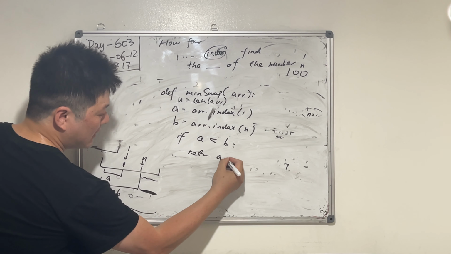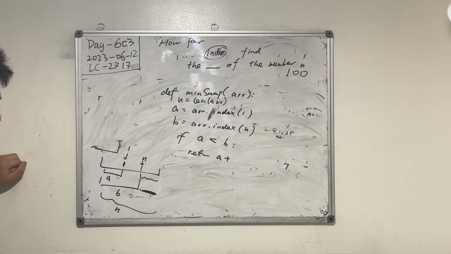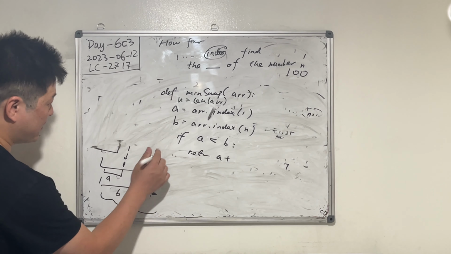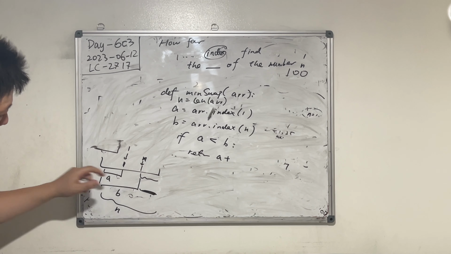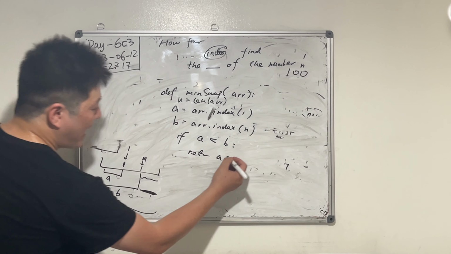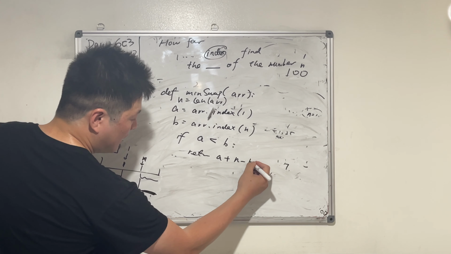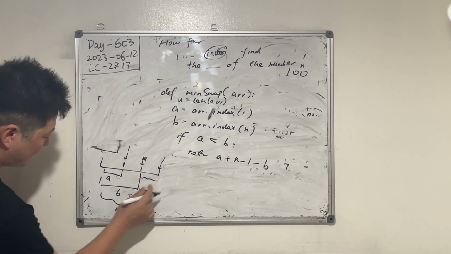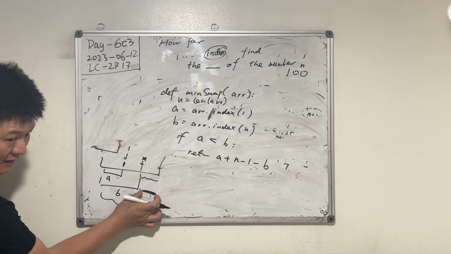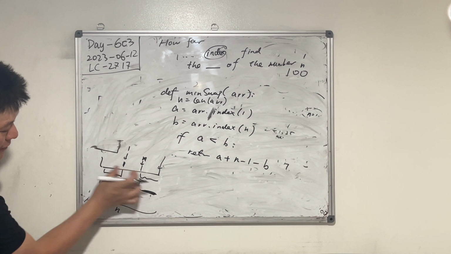Why is there 2n? Sorry? There's 2n. Good question. This is actually the number n, okay? That's a good point. So A plus n minus 1 minus B. Okay, n minus 1 is the last index, minus B, so it's this bit. Yeah, so it's just A plus B here.